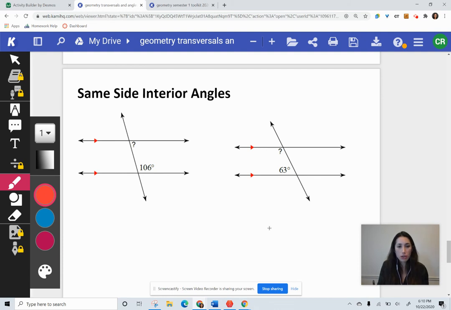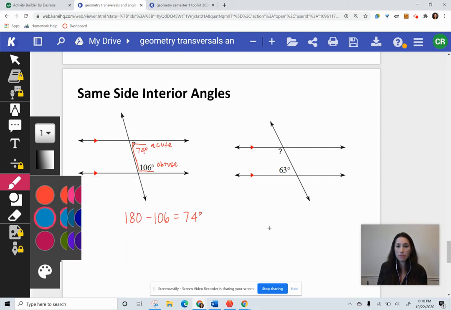Okay. And for here, we have same side interior angles. So we are trying to solve for this angle. Now, I know that together these angles are not equal. This is obtuse. Remember, obtuse and acute, this is an acute angle. They cannot be equal to each other. So make sure you always look at it and say, well, should I be setting them equal? No, we shouldn't. So what we're going to do is take 180 and subtract 106, and that's going to give us 74 degrees. So this angle here is going to be 74.